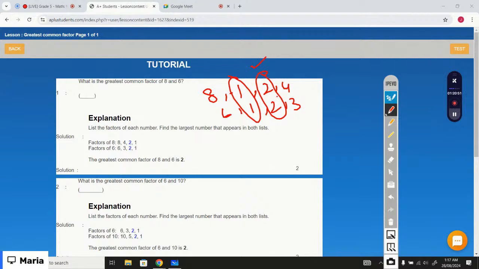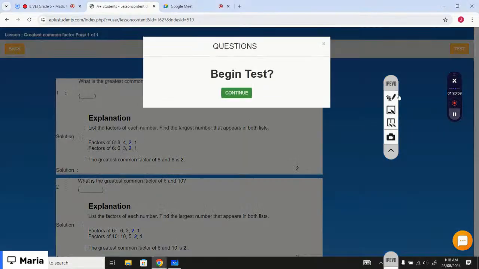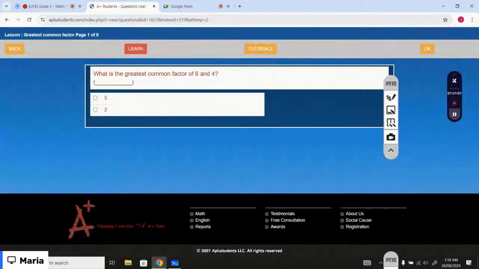So the correct option is 2. Okay, let's just start with the test questions. What is the greatest common factor of 4 and 6? So you need to write down the factors of 4 and 6.